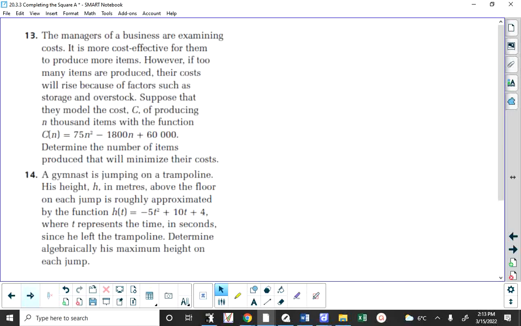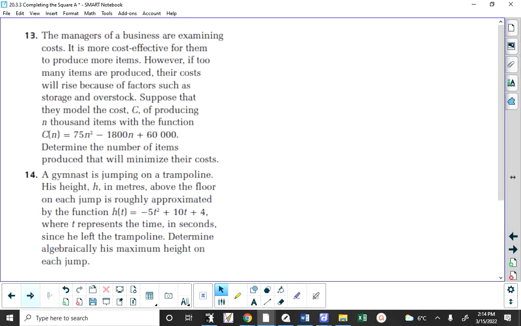Okay. So the managers of a business are looking at their business. They're looking at money. They're looking at costs and revenue and profit and all this. And it says it's more cost effective for them to produce more items. I mean, think about this. If I don't know what kind of business I might start, maybe a silk screening business where I'm going to make t-shirts. It's not very cost effective for me to make 10 t-shirts a week for a lot of reasons. I mean, I have to buy ink for the silk screen in cans that are a certain size. And if I'm only making 10 t-shirts, that's an exploded cost.